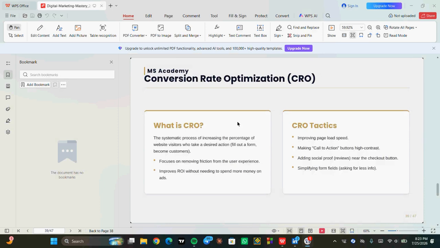Simplifying form fields. Now, this includes reducing the number of required fields in a form, making it faster and easier for users to fill out, reducing drop-offs. I'll repeat that again. Reducing the number of required fields in a form, making it faster and easier for users to fill out, reducing drop-offs.